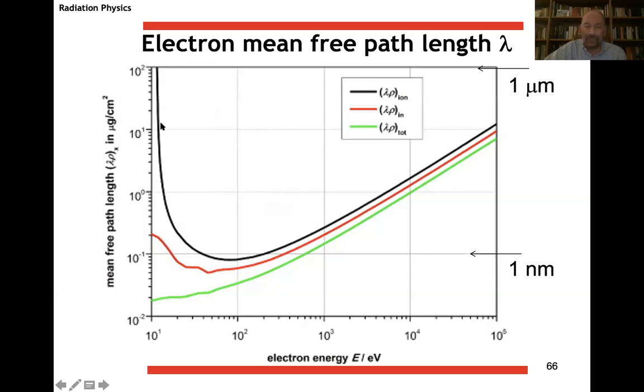Why is it interesting? You see, of course, the minimum of the ionization mean free path approximately corresponds to the maximum of the cross section. And in fact, you see, it is around 100 electron volts. Then of course, when the cross section goes down, the mean free path goes up. So it's essentially the mirror image, if you want, of the cross-section.